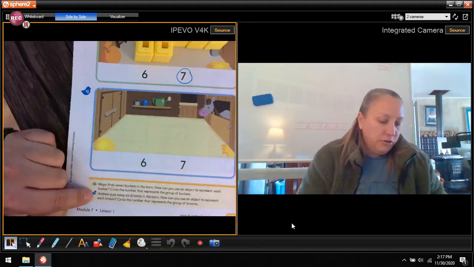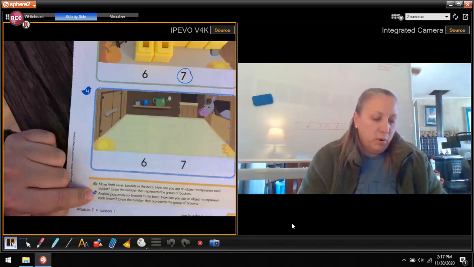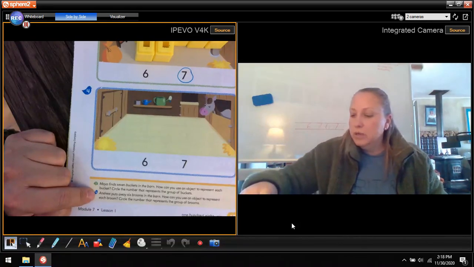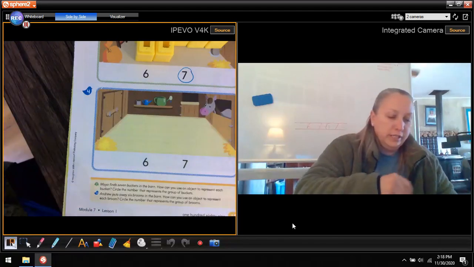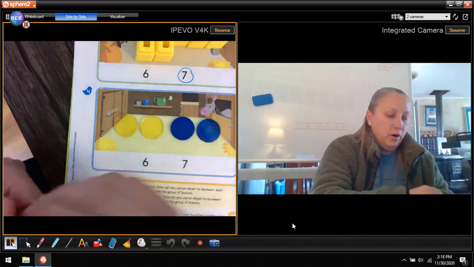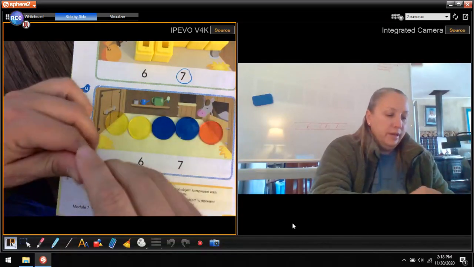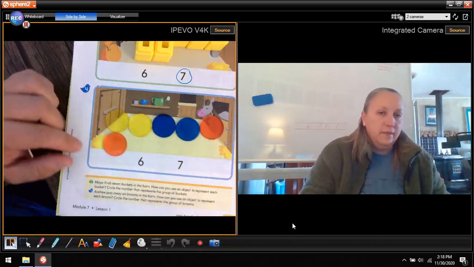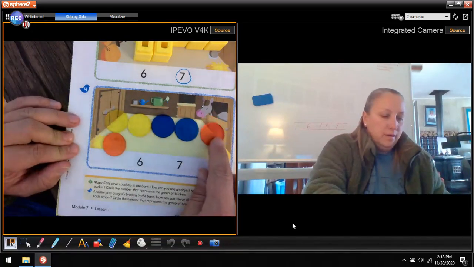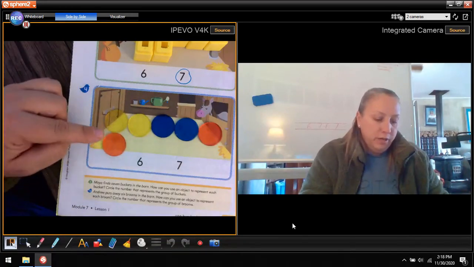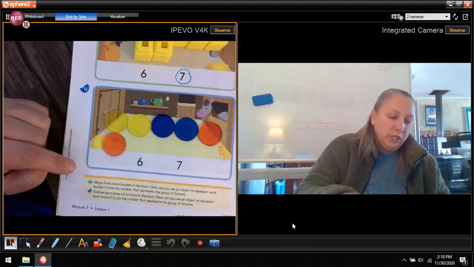On number 4, it says, Andrew puts away 6 brooms in the barn. How can you use an object to represent each broom? Circle the number that represents the group of brooms. Okay, I'll use counters here. 6 brooms. 1, 2, 3, 4, 5, 6. There are 6 brooms in the barn. I used 6 counters to represent each broom.